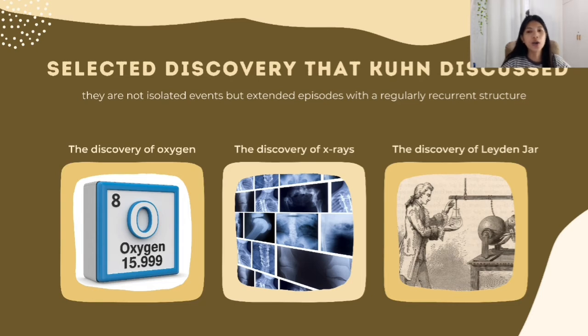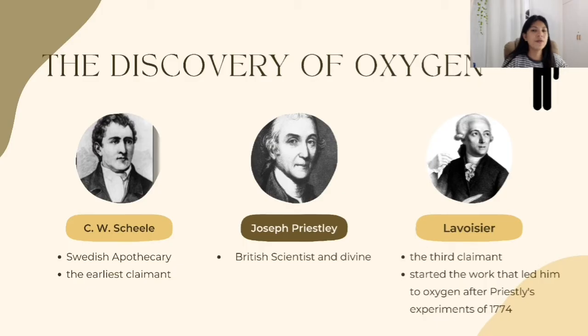So, in this chapter, Kuhn examines three discoveries. The discovery of oxygen, the discovery of X-ray, and the discovery of the Leyden jar. Yung mga discovery na to, according to Kuhn, hindi raw isolated events or ibang kinds ng stories, kundi extended or continuation stories ng regularly recurrent structure or nung normal science or nung existing paradigm they had by that time.